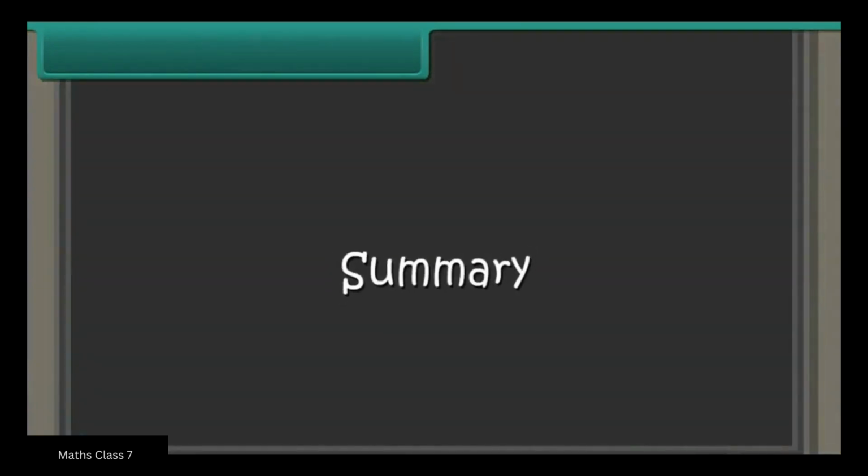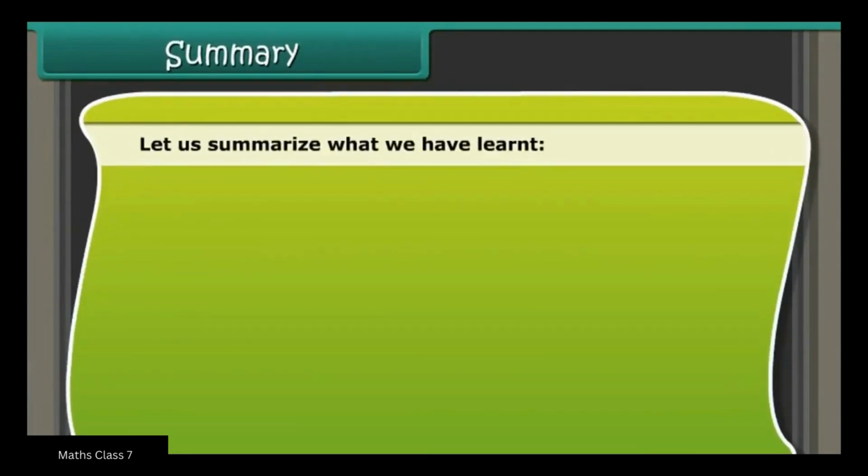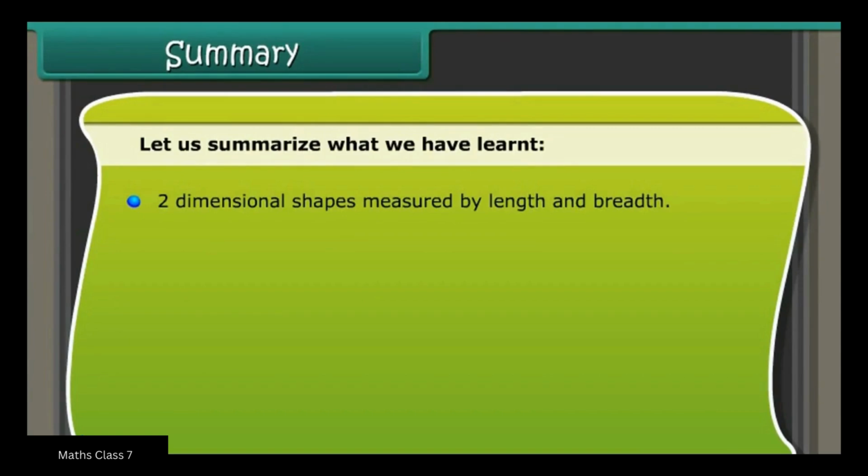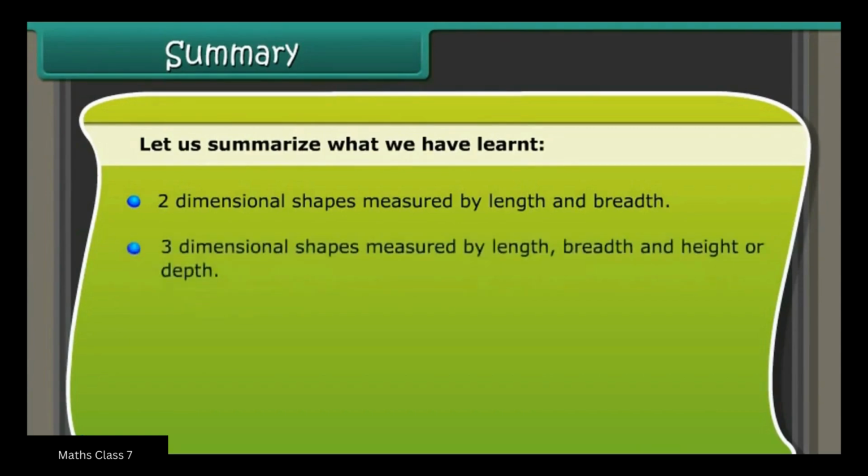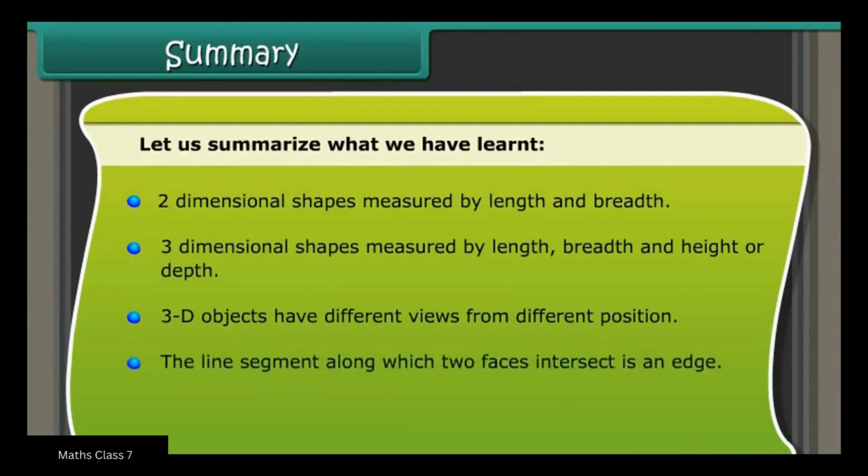Summary. Let us summarize what we have learned. Two-dimensional shapes are measured by length and breadth. Three-dimensional shapes are measured by length, breadth and height or depth. 3D objects have different views from different positions. The line segment along which two faces intersect is an edge.